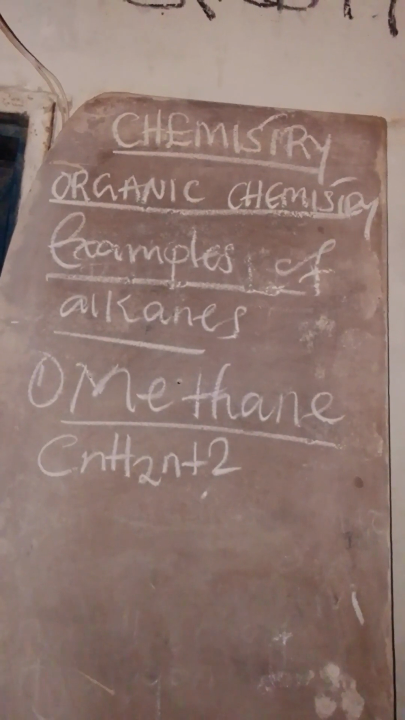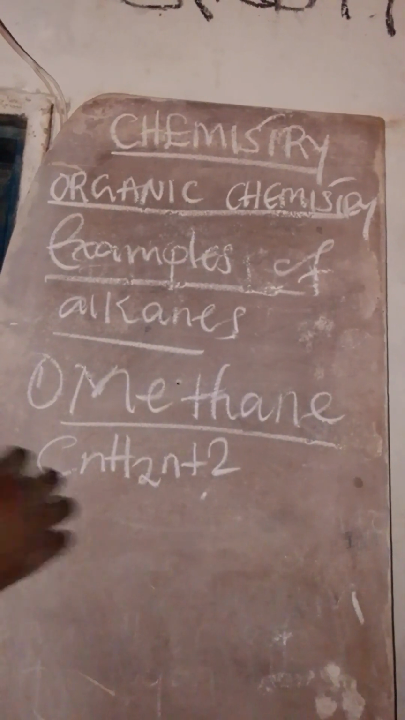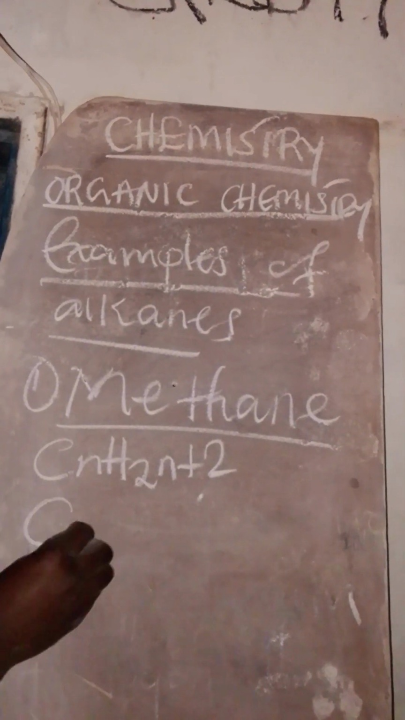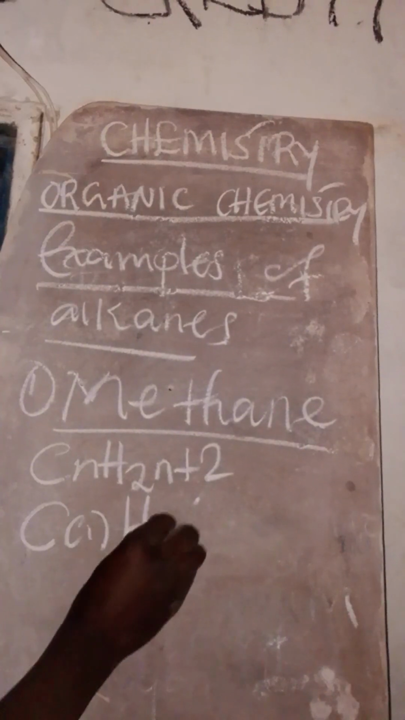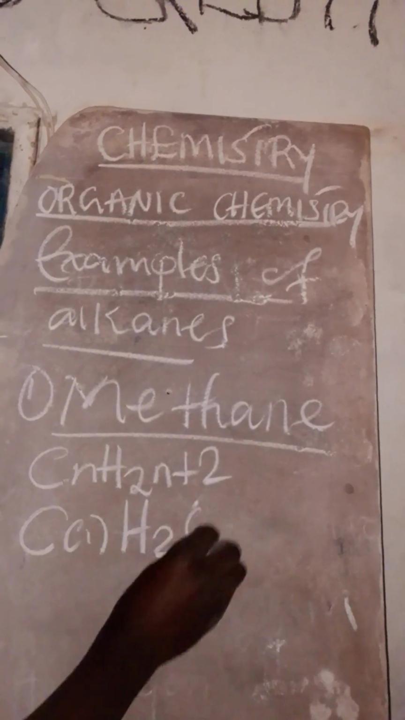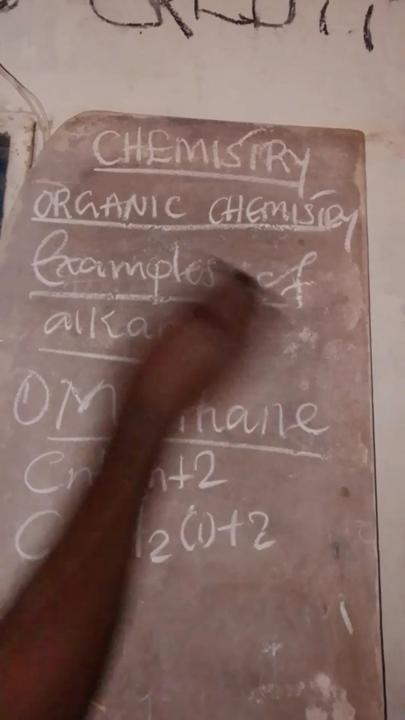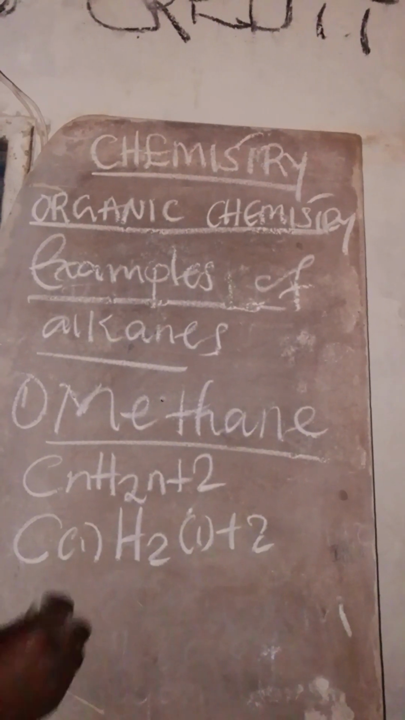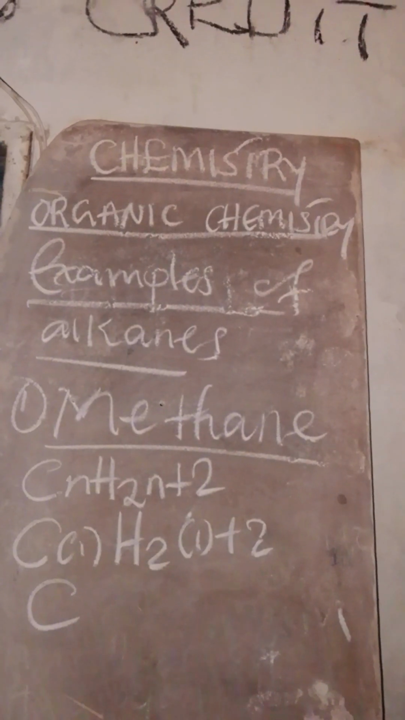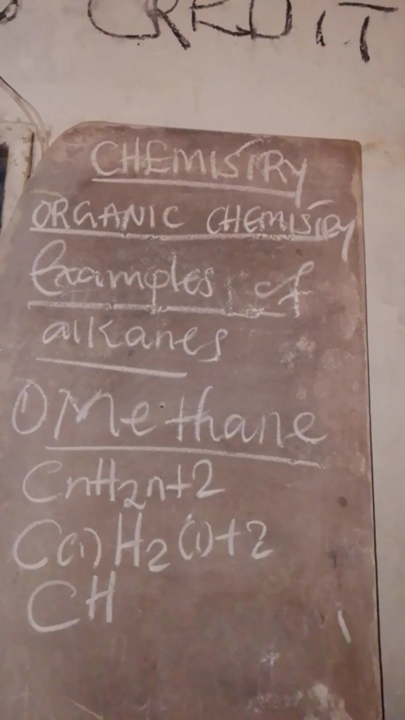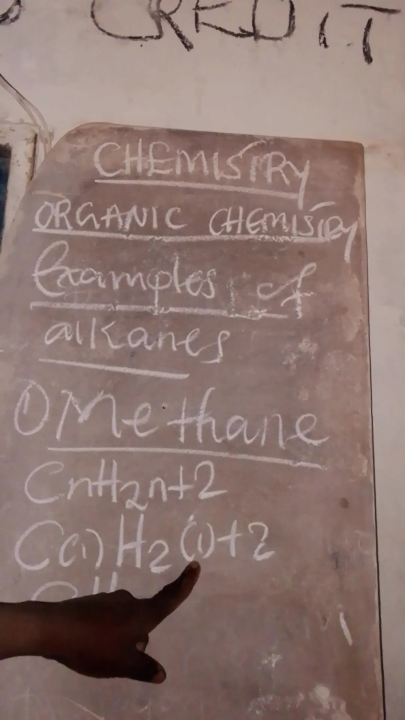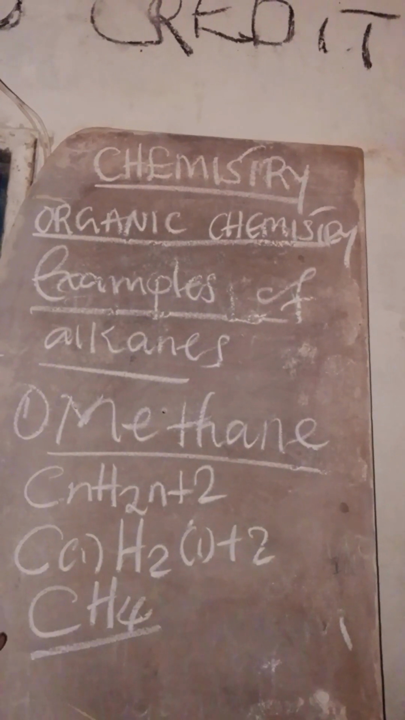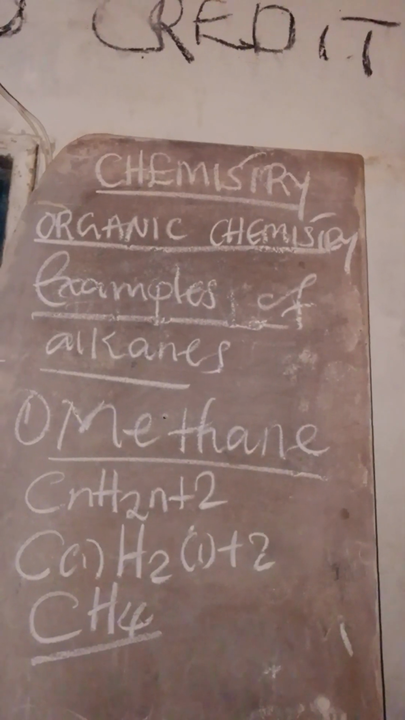So where there's n, I'll add 1. C times 1 is 1 carbon atom. Then for hydrogen, 2 times 1 is 2, plus 2 becomes 4. So this is the molecular formula for methane: CH4.